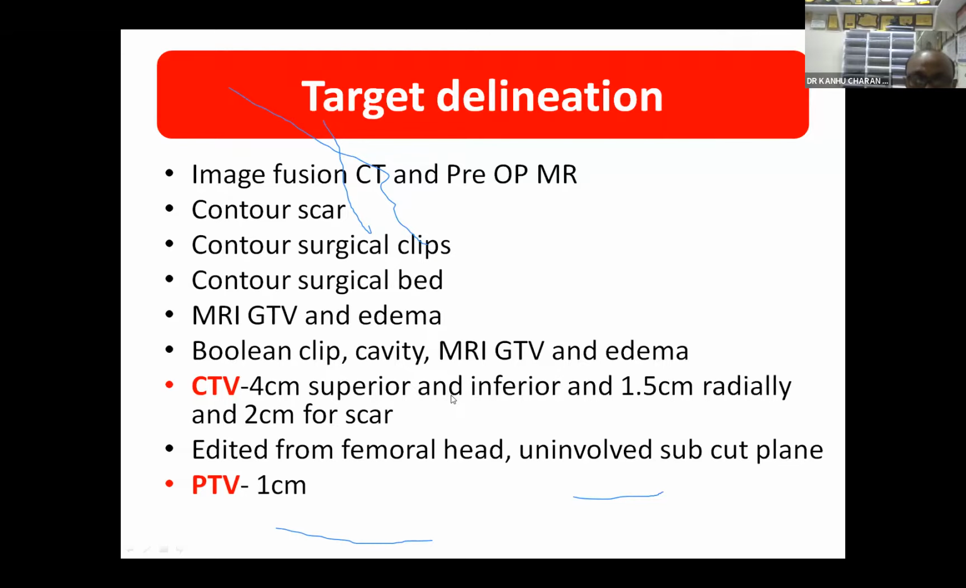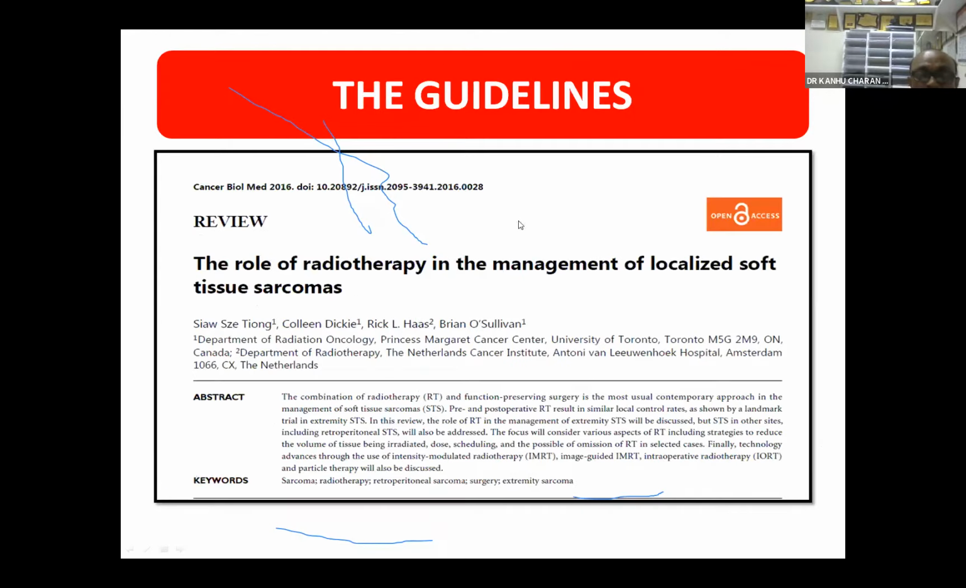So we made a Boolean of clip, cavity, GTV, and edema all together, making a virtual GTV rather than a real GTV. Then we gave the CTV 4 centimeter superior and inferior, 1.5 centimeter radial, and 2 centimeter of scar margin. We edited these from the femoral head and the uninvolved subcutaneous plane, and gave the PTV a 1 centimeter margin. So we followed this guideline.